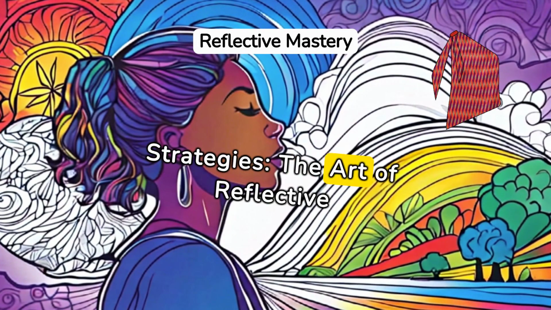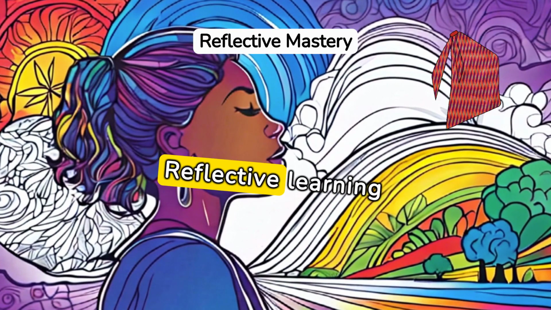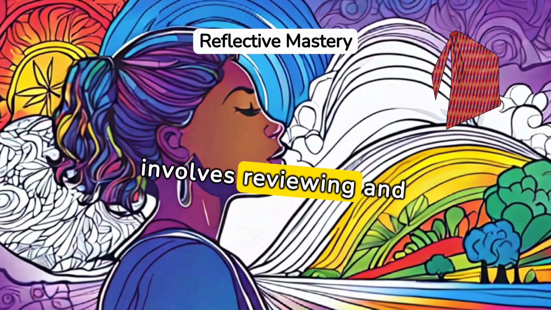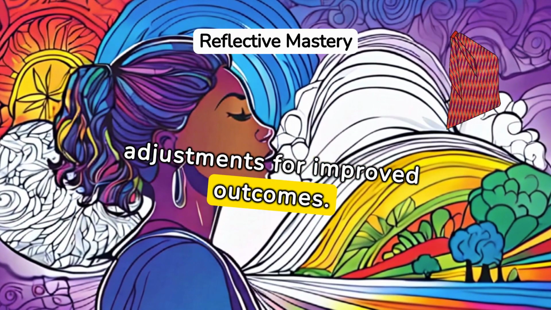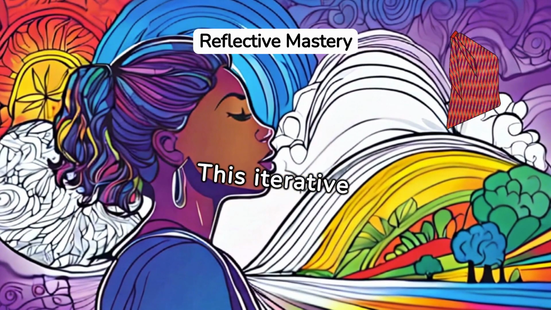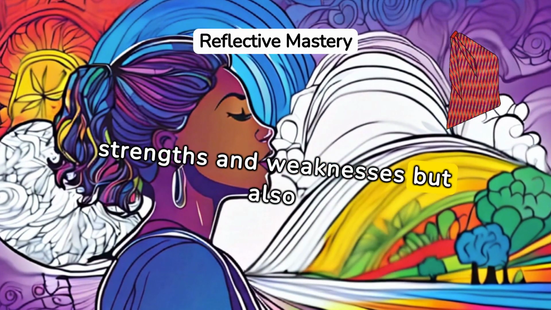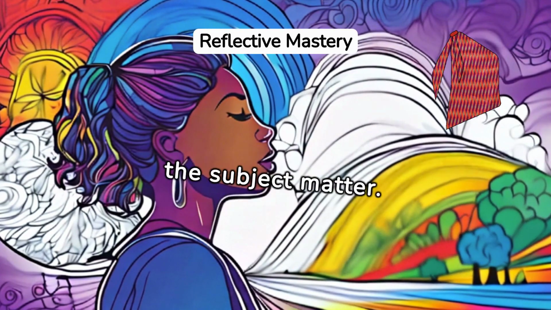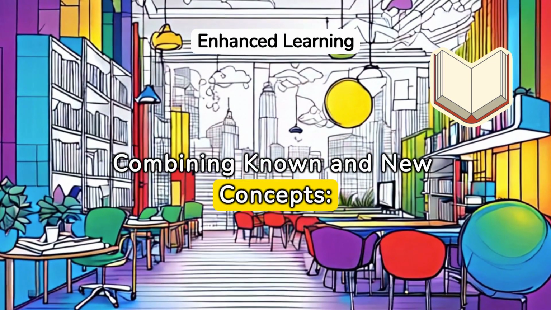Adapting learning strategies. The art of reflective learning underscores the importance of reflection in learning. Reflective learning involves reviewing and analyzing one's approach to learning and making necessary adjustments for improved outcomes. This iterative process not only helps learners to identify their strengths and weaknesses, but also promotes a deeper understanding of the subject matter.